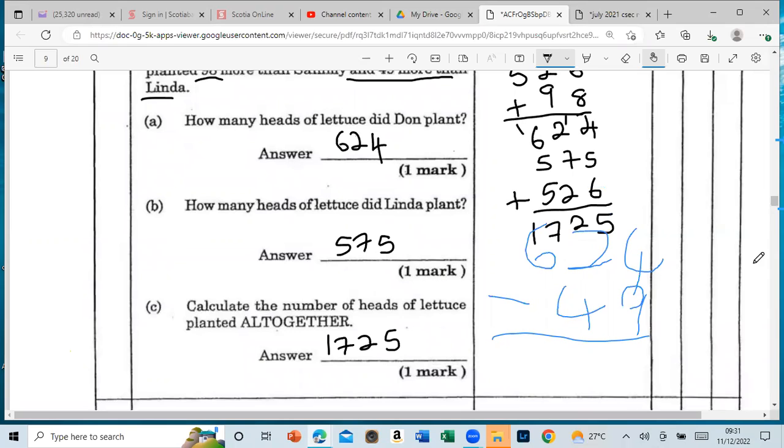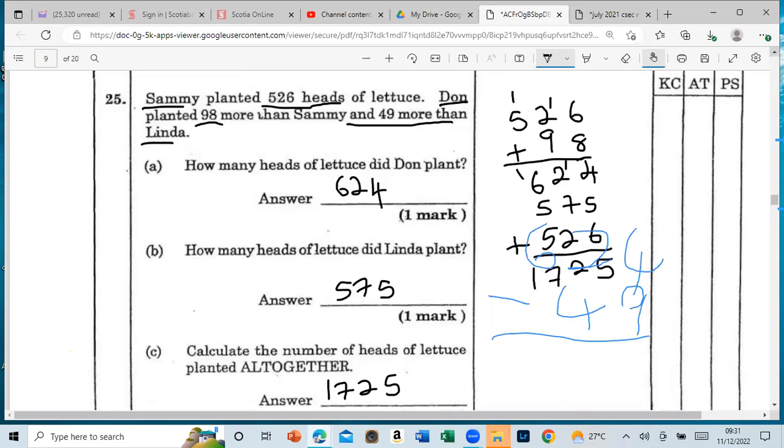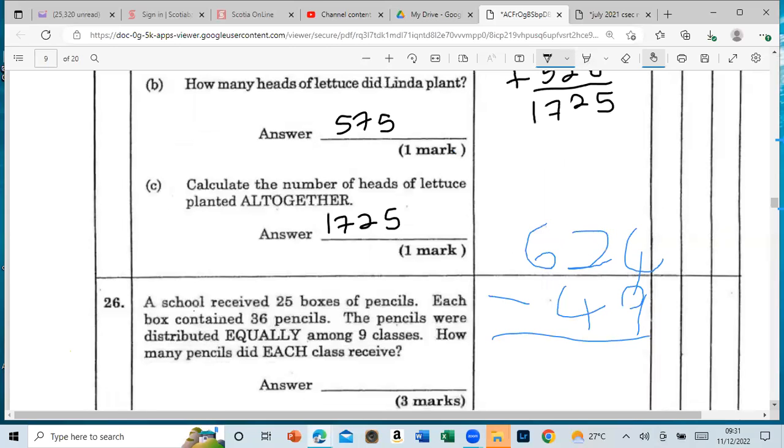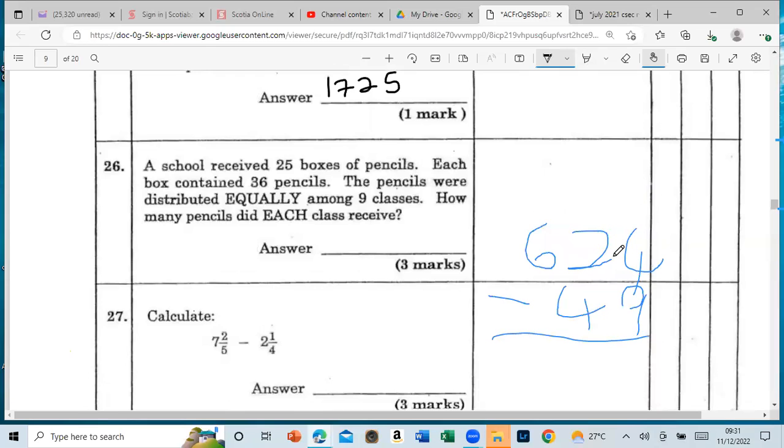So they gave us what they planted first, which is 526. We calculated Dan's, which is 98 more, which is 624, and Dan planted 49 more than Linda, so we subtract the 49. So we're going to add these three numbers: 624, 575, and 526. So that's 1,725. You see, guys, why I don't want you to write on it. All right, listen to this one now.